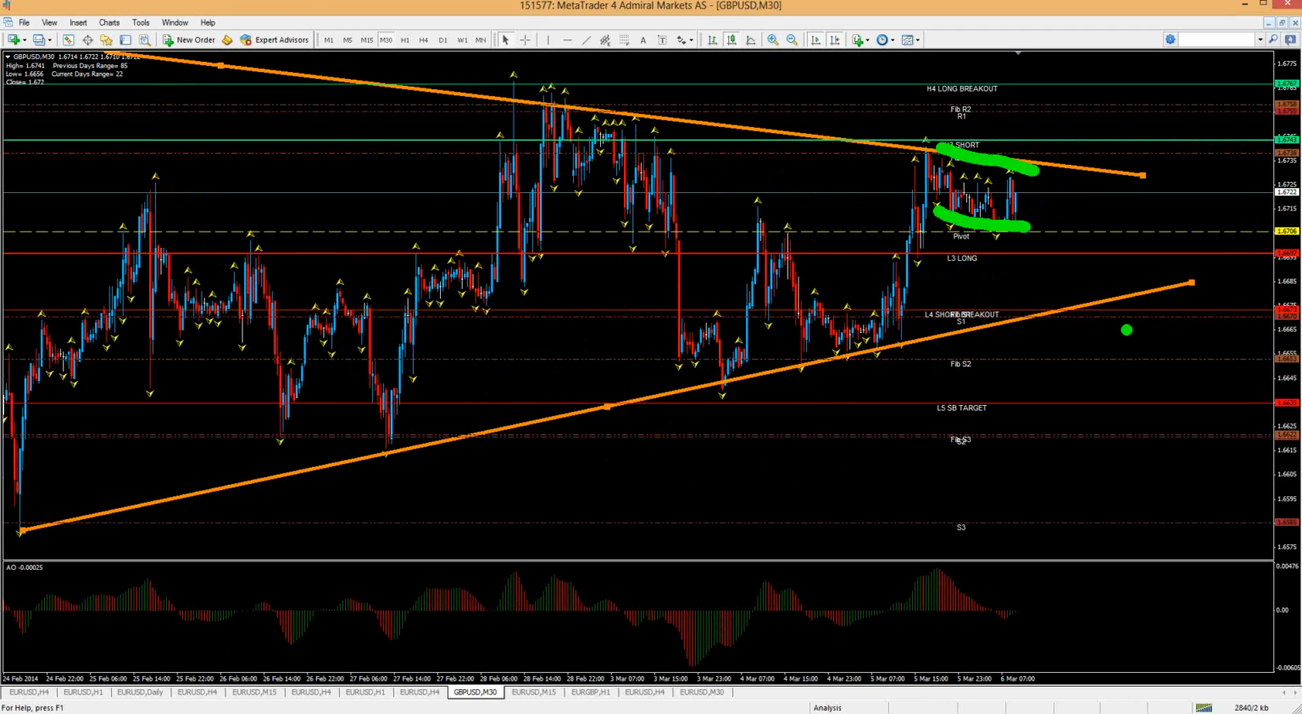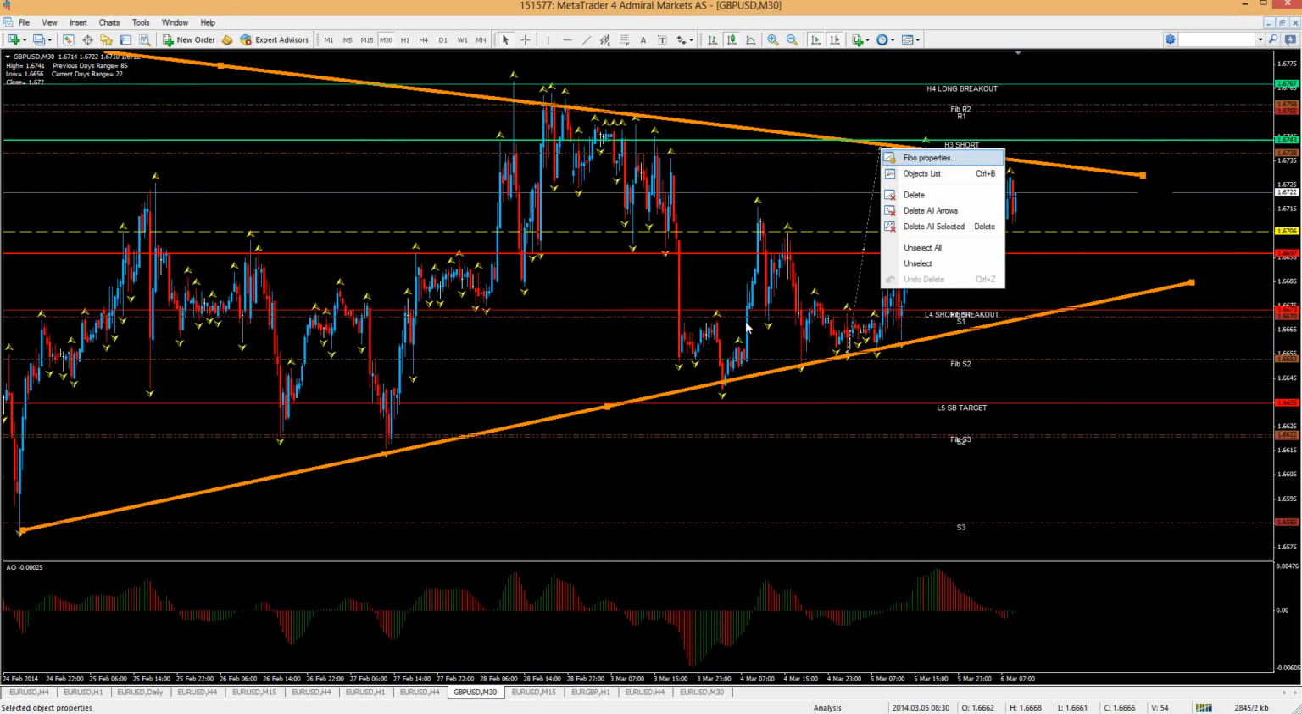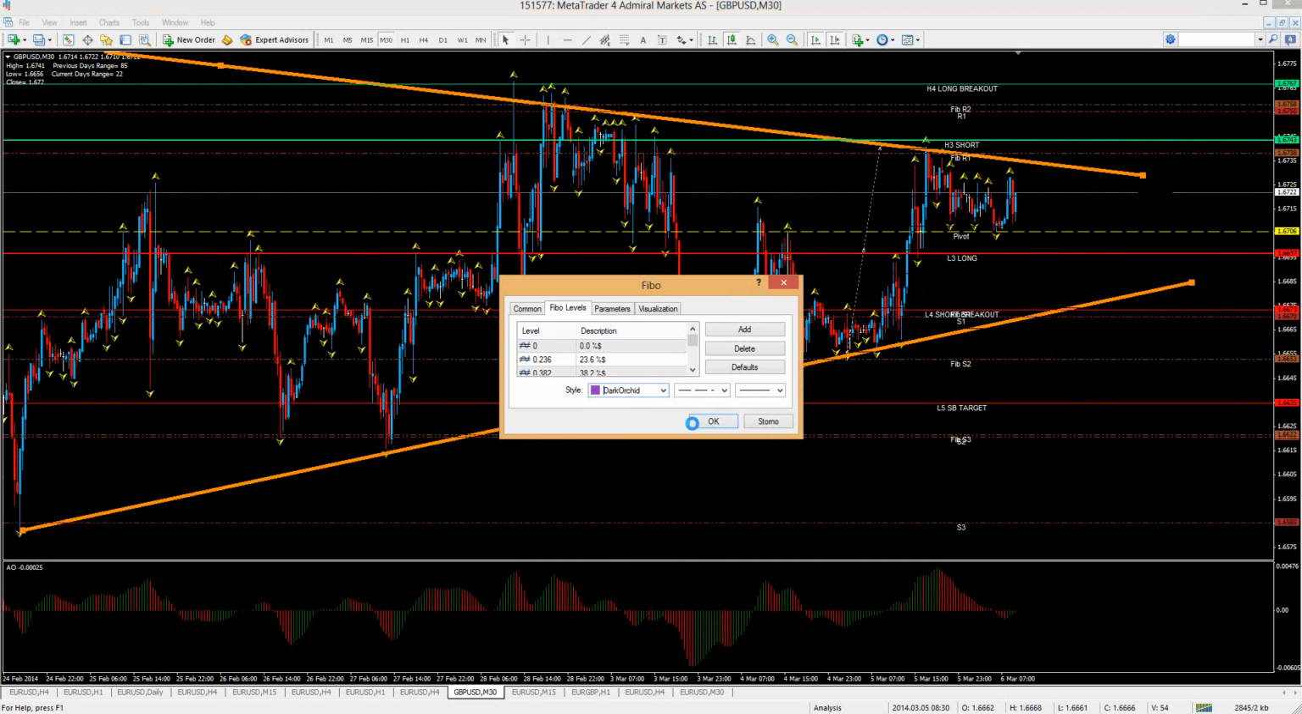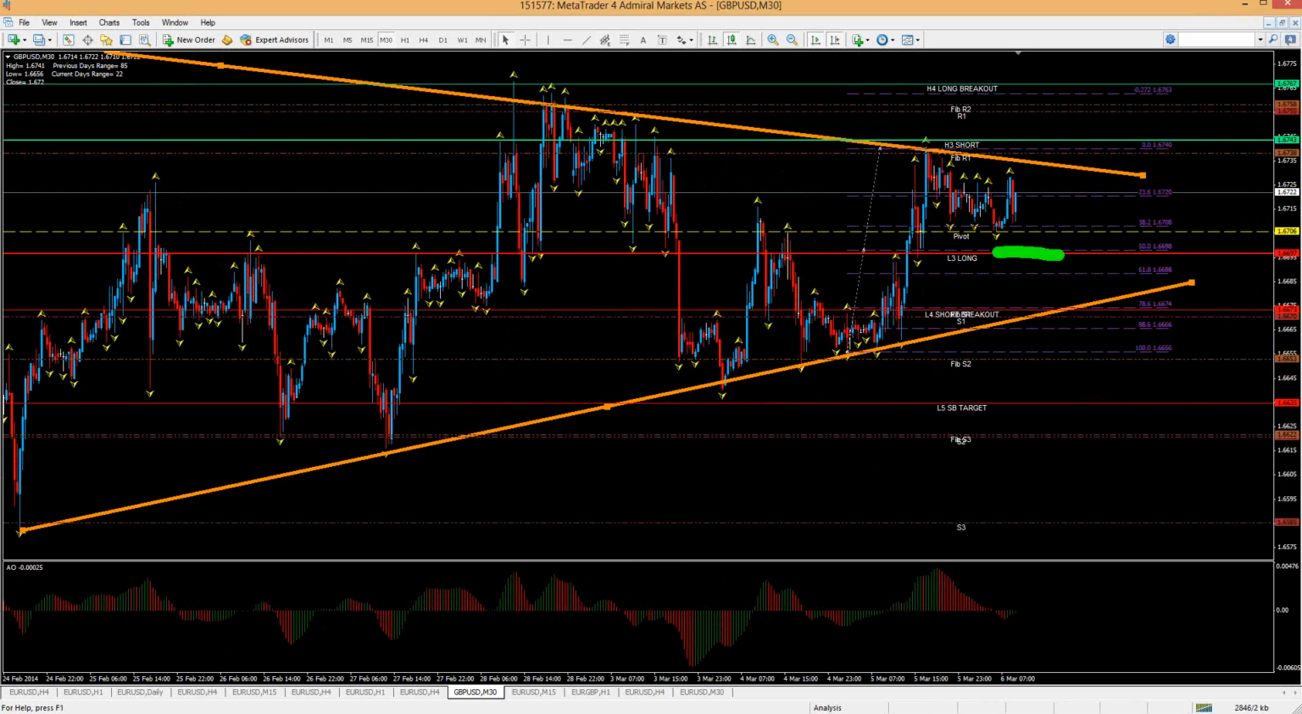Now, the Camarilla is saying a break of this triangle basically would mean a downside trade. That makes sense to me. The Camarilla is saying basically if it goes back to L3, that could be a long. Even that makes sense to me because look, if we put a fib on, it will be the 50 fib at the L3.